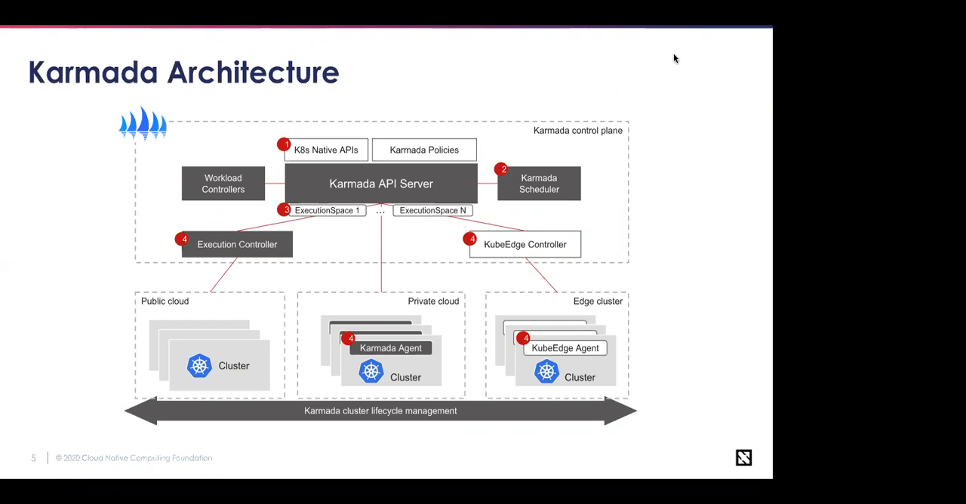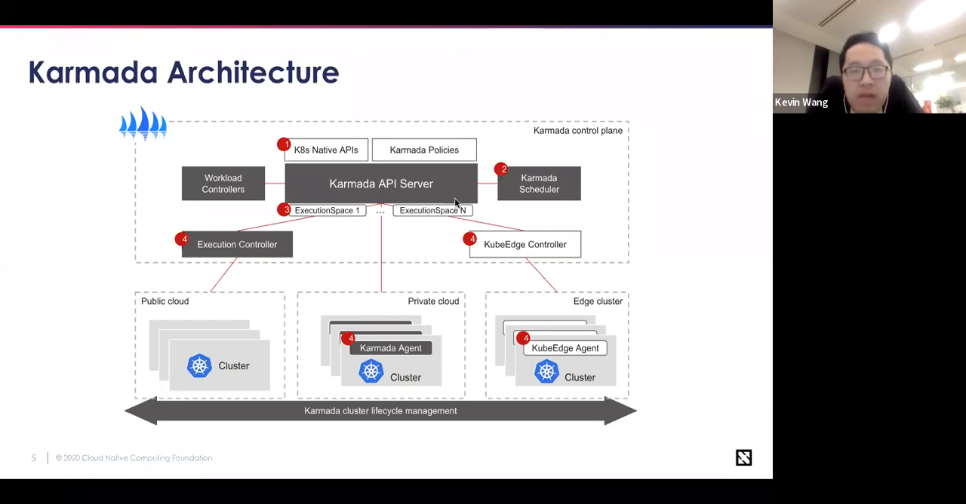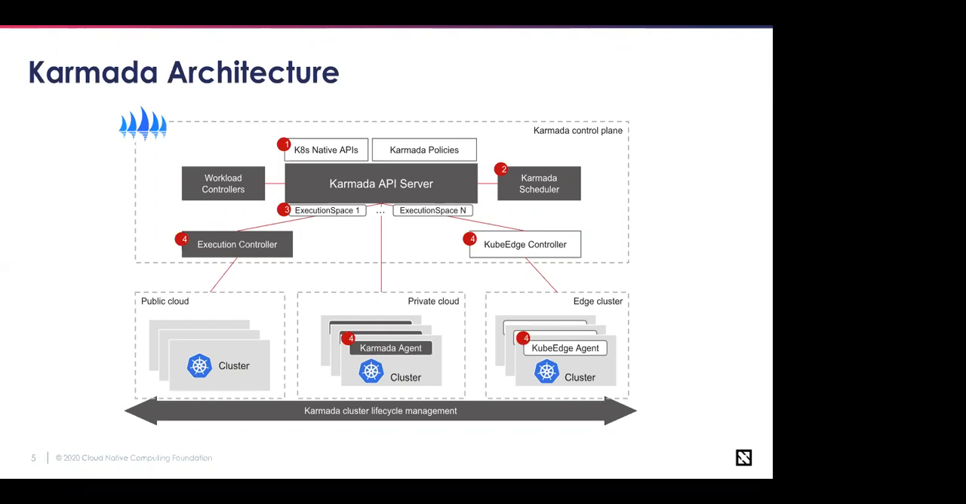Just a quick question. Is the Karmada API server an aggregated API server, or how does it work? We actually have the aggregated API server also to provide more functionalities, but for the Kubernetes native APIs and the Karmada policies, we directly use the Kubernetes API server binary. So the Karmada policies are like CRDs installed in a normal Kubernetes API server. Okay, got it. Thanks.